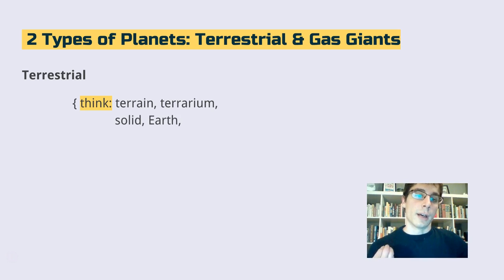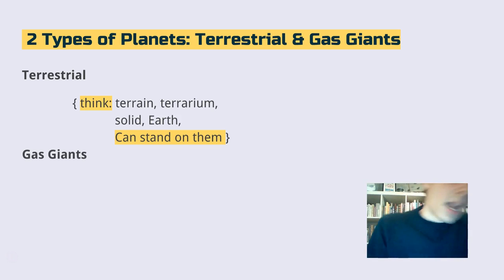So we're also going to think about terrestrial planets being solid, and a great example is the one that we're on right now, planet Earth. So whenever you hear terrestrial, you're going to think something you can stand on. Terrestrial planets are planets you can stand on.